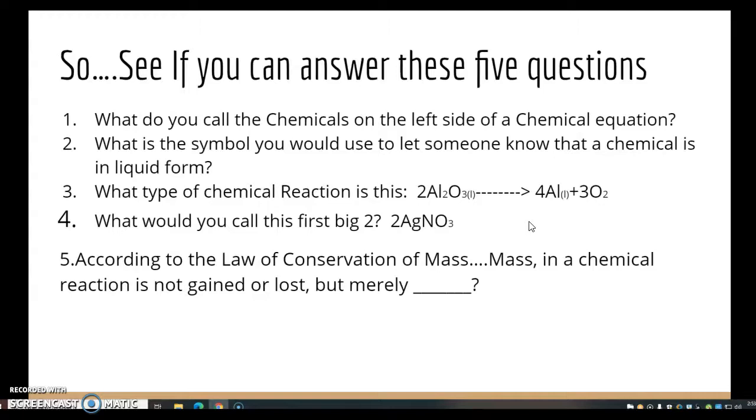And number five, according to the law of conservation of mass, mass in a chemical reaction is not gained or lost, but merely transformed. So there you go.